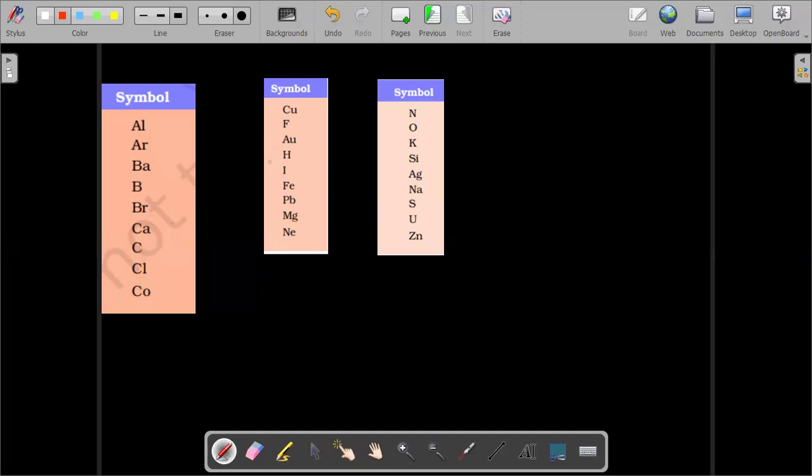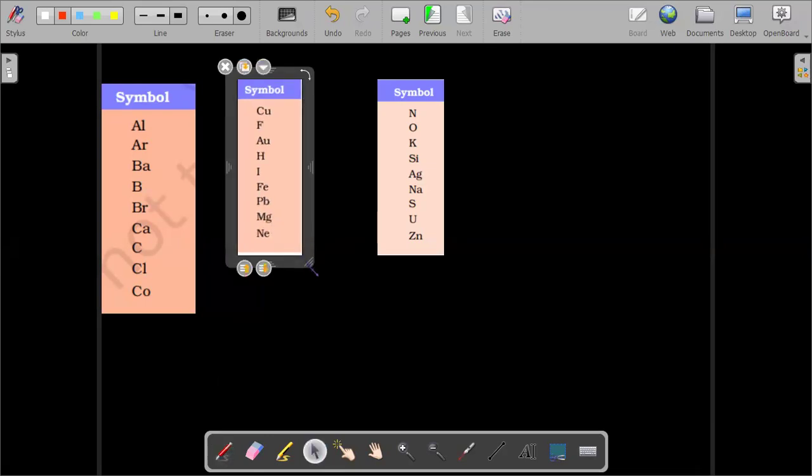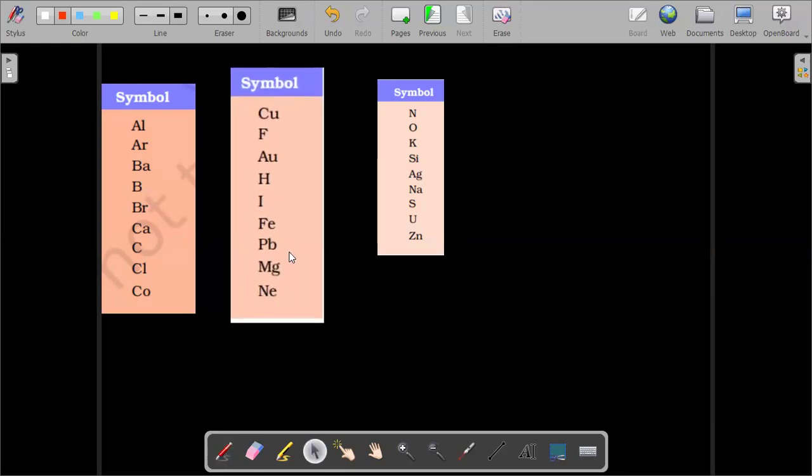Co is copper. F is fluorine. Cl is chlorine. Au is gold. H is hydrogen. I is iodine, not iron. Fe is iron.